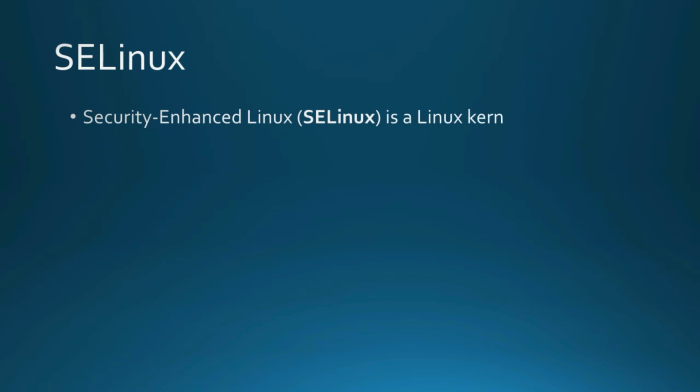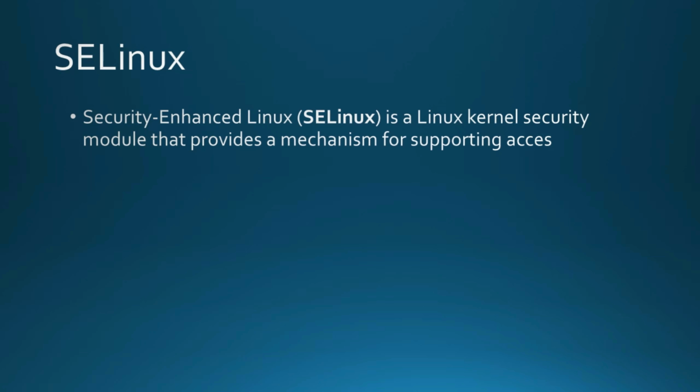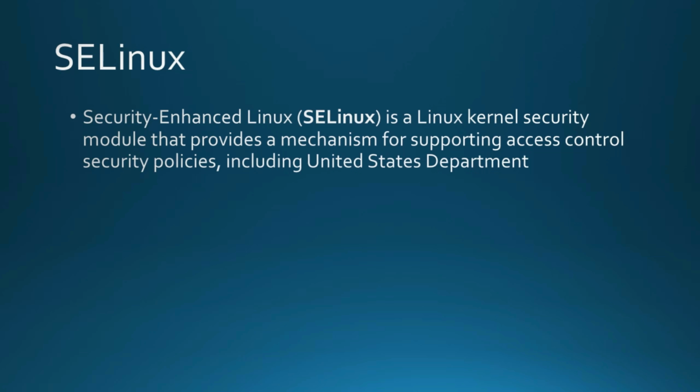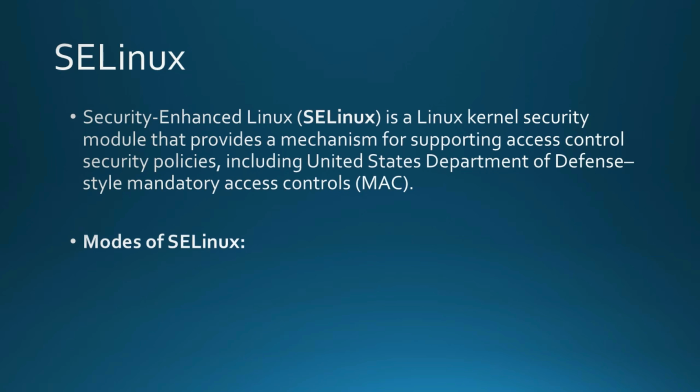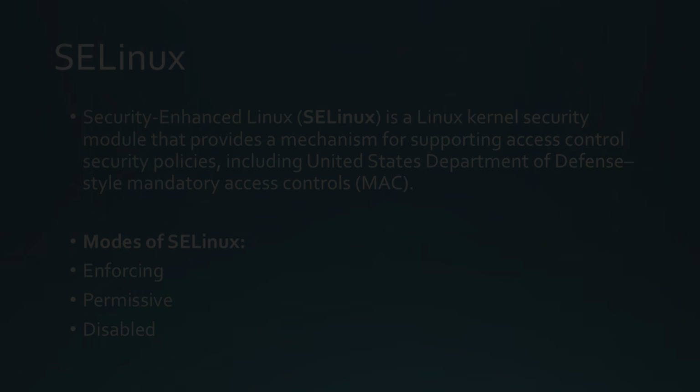So, SELinux is a Linux kernel security module that provides a mechanism for supporting access controls and security policies, including United States Department of Defense style mandatory access controls. SELinux operates in three different modes. Enforcing: in this mode, SELinux will enforce its policies. Then permissive: in permissive mode, policies won't apply, but violations will still be logged. And then disabled: it means SELinux will stay in disabled mode.